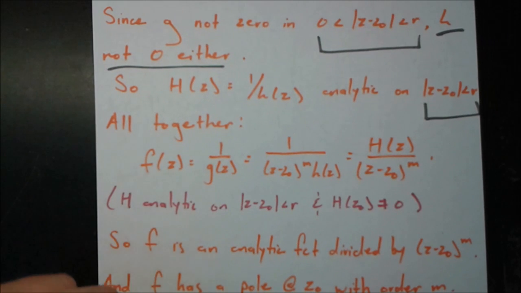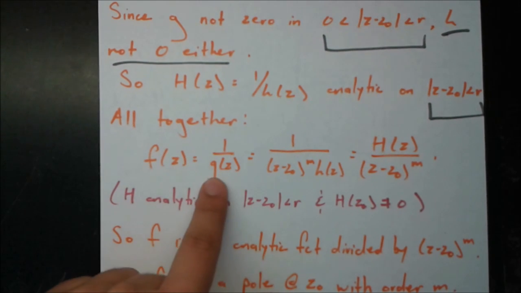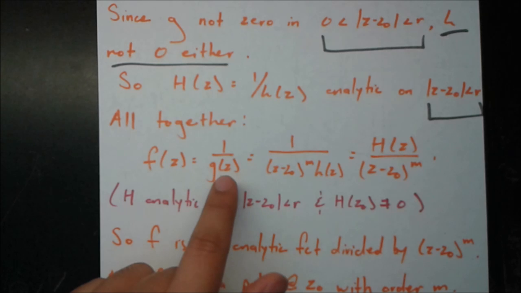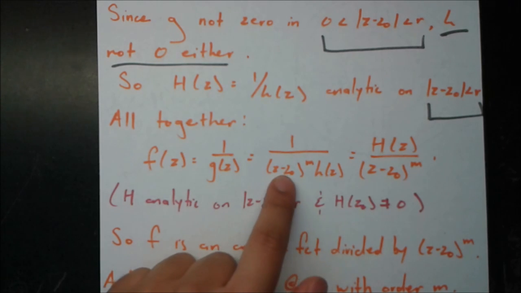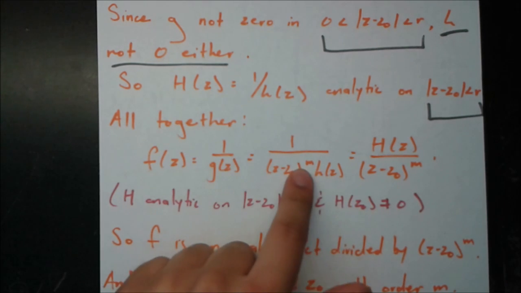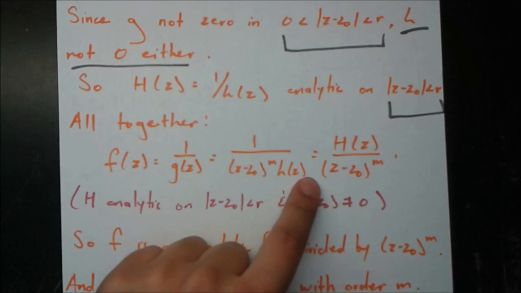So now altogether, what do we have? We have f of z equals 1 over g of z. That's the first definition we made. We redefine g of z as (z minus z naught) to the power of m times h of z. So this is equal to this. And then we defined 1 over h as big H.